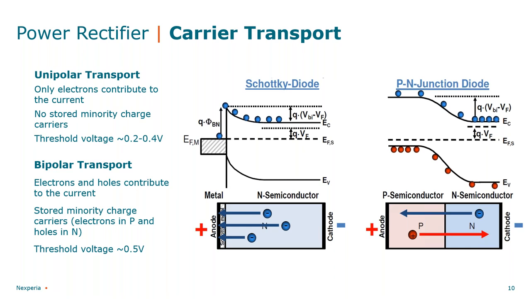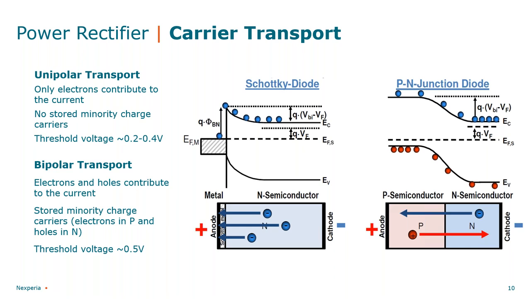This is needed because we know from the first session that the depletion region, which is formed by the PN junction itself, needs to vanish in order to make the current flow happen. That means that we need to store some minority charge carriers in the system to enable the current to flow. Typically, this is achieved if we raise the voltage above a threshold of around 0.5 volts. And this is a main factor by which you can divide unipolar and bipolar transport. In bipolar transport, there are stored minority charge carriers in the system as soon as we forward bias the system.